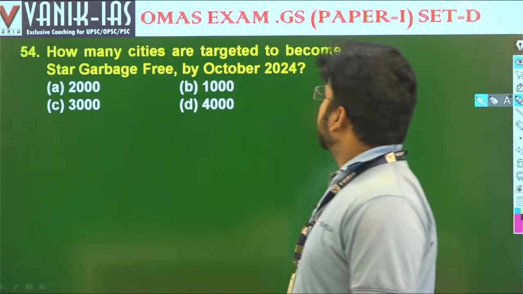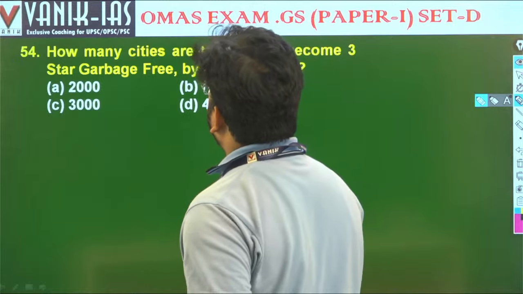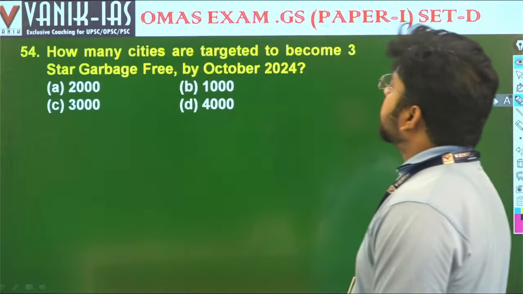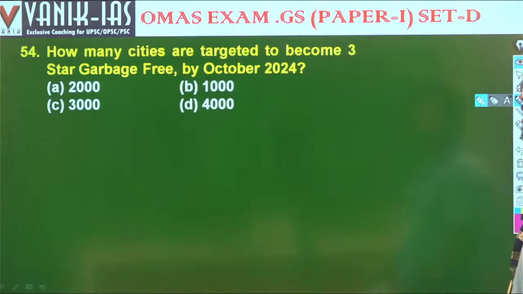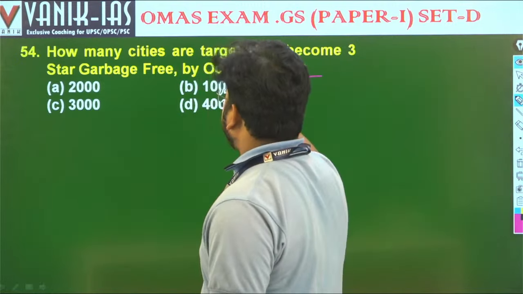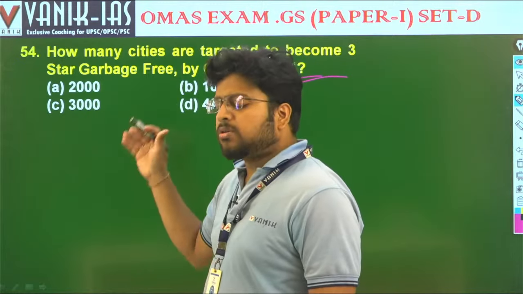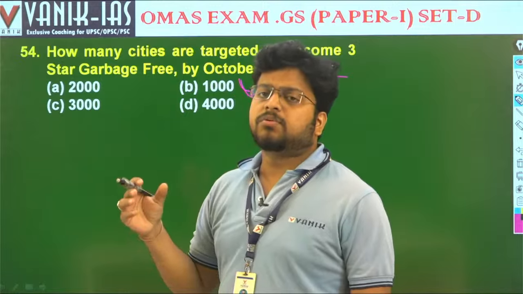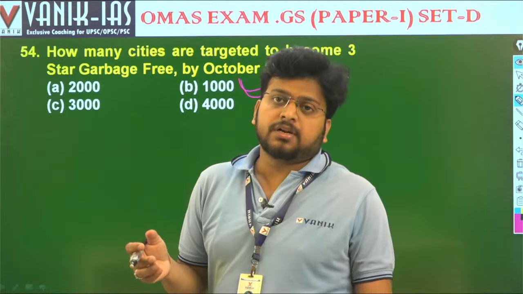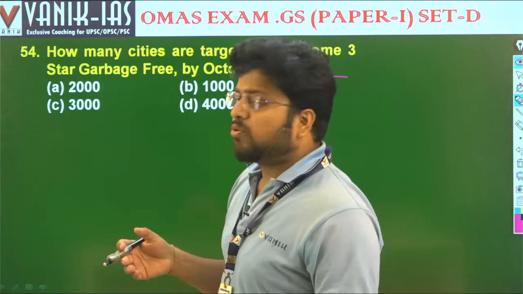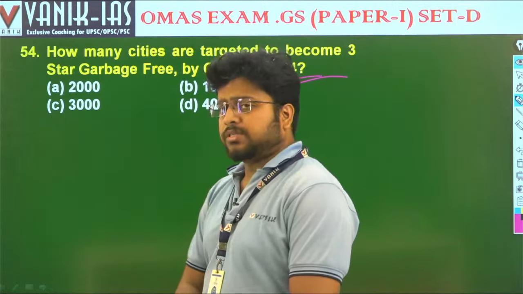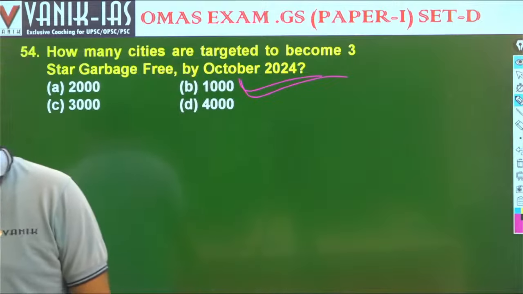How many cities are targeted to become 3-star garbage free by October 2024? Okay, it is a target. This was just in the news under the Swachh Bharat Mission. It is 1000 cities, right? See, 2000 cities is not a small number. Even if you target 2000 cities, it means around 30 cities per state on average, and we don't have that many cities. 2000 cities is very big. So generally 1000 cities has been targeted. The initial target is always small.